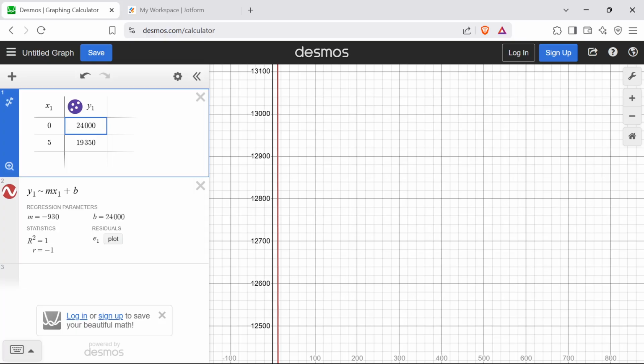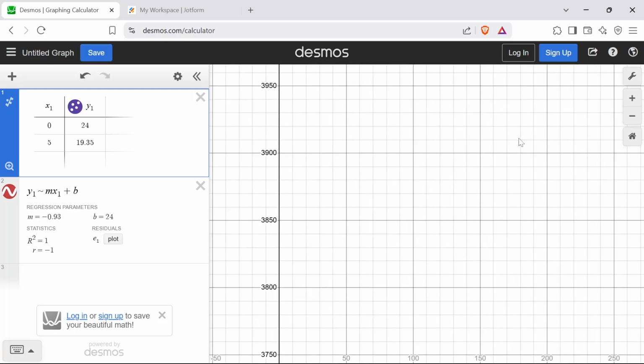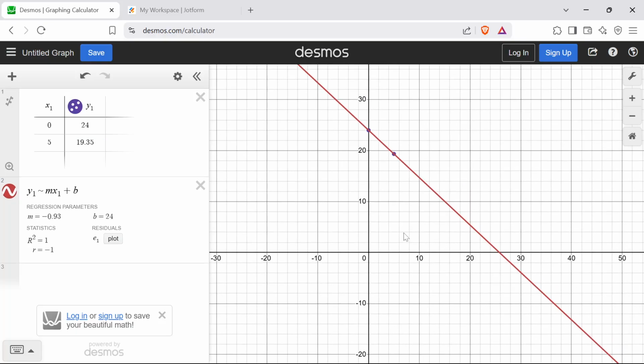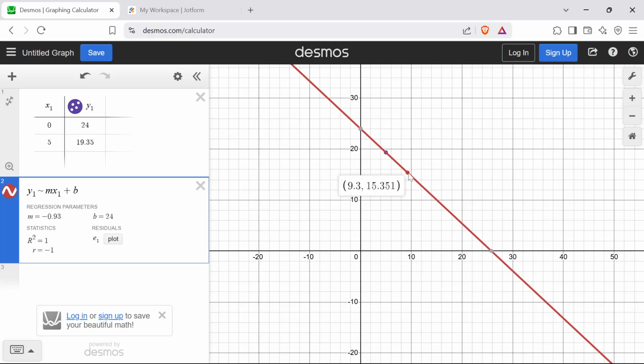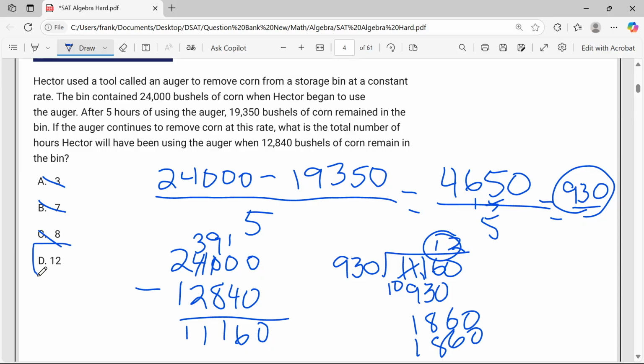Another thing you could do to make that line less steep is divide everything by 1,000. That's going to be 19.35. And now the line is going to be less steep. You won't have to scroll up as much. And then you have to go to 12,840 divided by 1,000. So 12.84 and 12.84. Right there is at 12. So the answer is, again, 12, whether you do it with math or use Desmos.